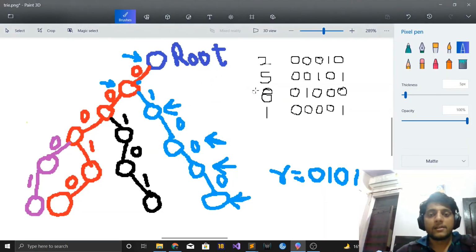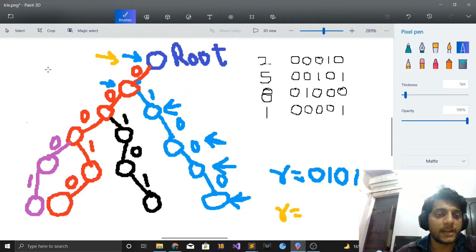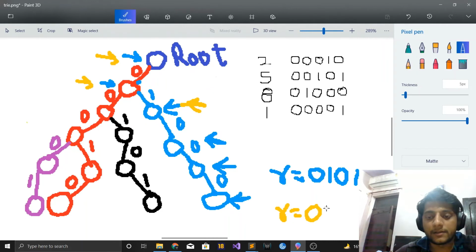Now let's check for 5. I'll represent the result for 5 with a different letter. The current node is this. For 5, the first bit is 0. We'll try to check for a child with bit 1. It is not there for this root node, so we'll come here. The first bit in our result would be 0. Again, the second bit is 0 for 5, so we'll see if this node has a child with a different bit, that is 1. It has it, so we'll come in this path, and the second bit would be 1 in our result.